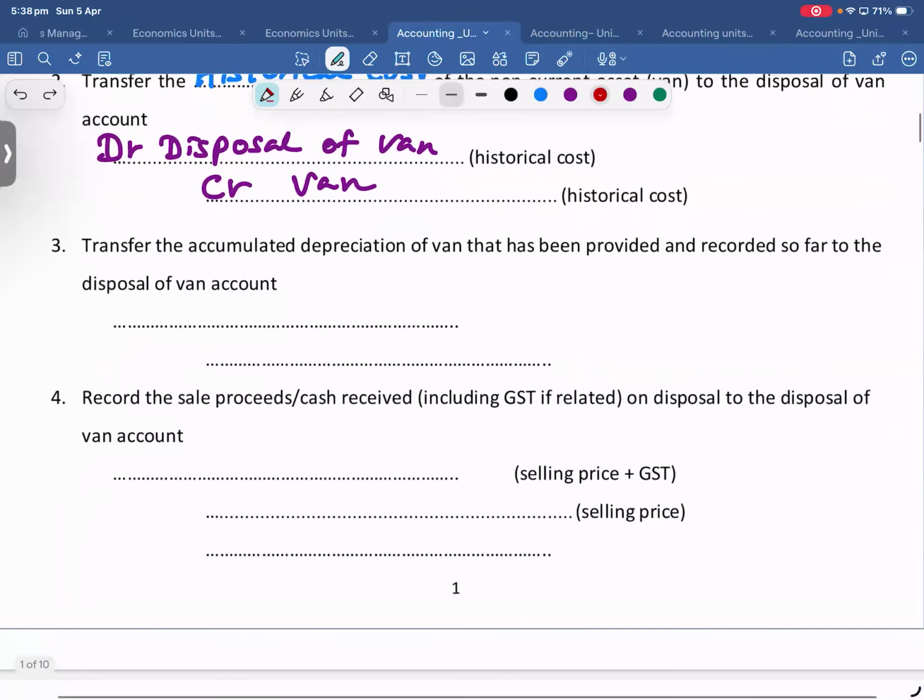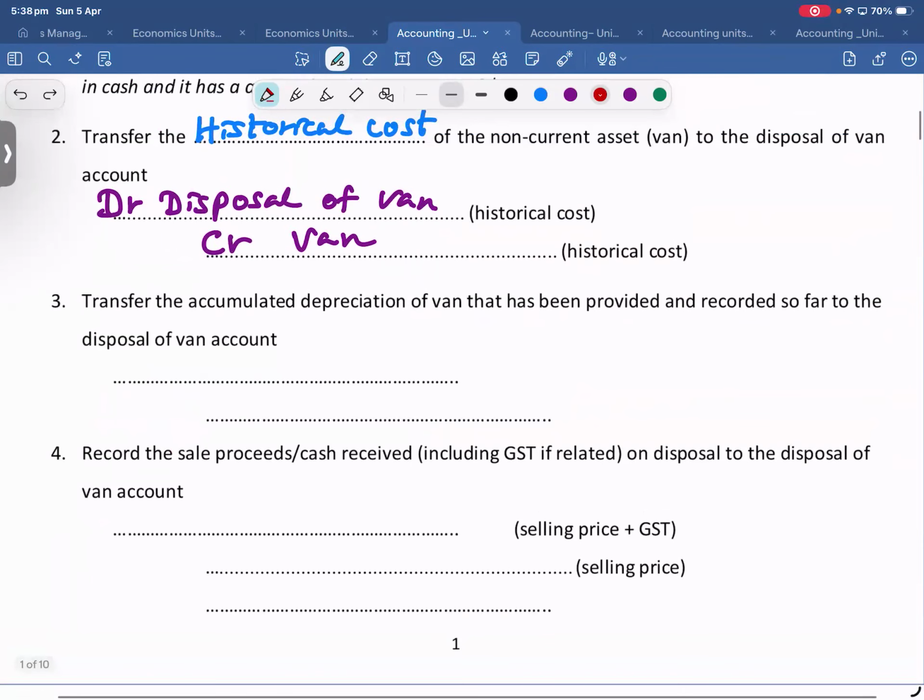Okay, which is the next one. So disposal of van is like, it's not an asset. Neutral, yes. It's a temporary account. Where do you record it? Nowhere. We don't record it anymore. Just in the general ledger, you will finish it off. Remember the P&L summary? Like that.